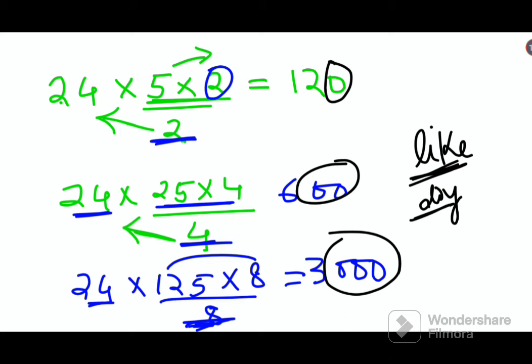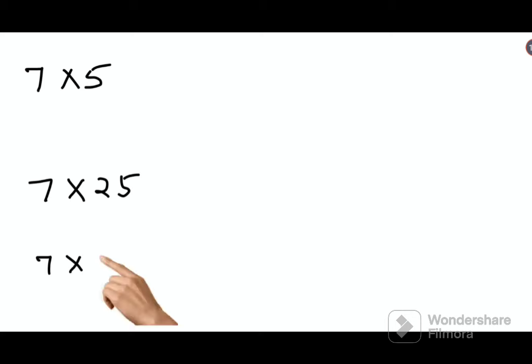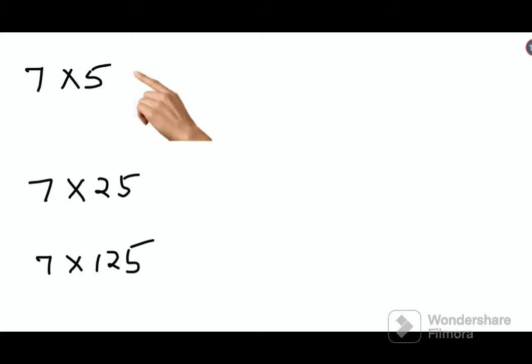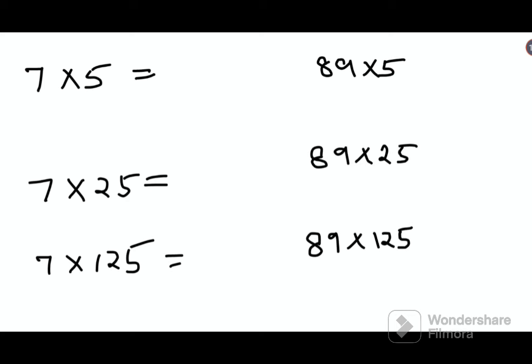Now, next, let's start with odd numbers: 7 into 5, 7 into 25 and 7 into 125. Understand that because it's difficult when it comes to odd numbers, I'm taking a very small number, but later on I'm definitely going to go to bigger numbers.